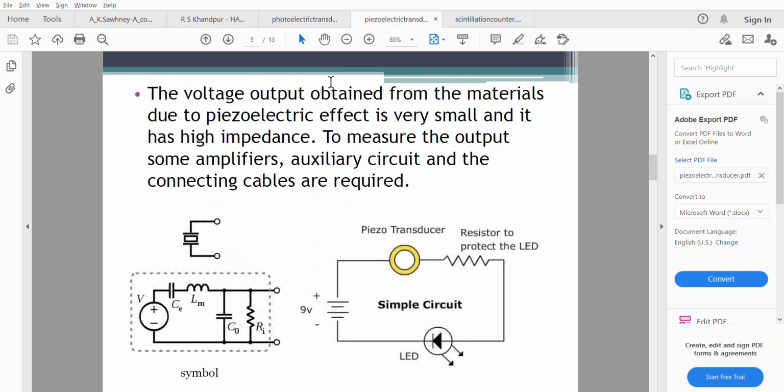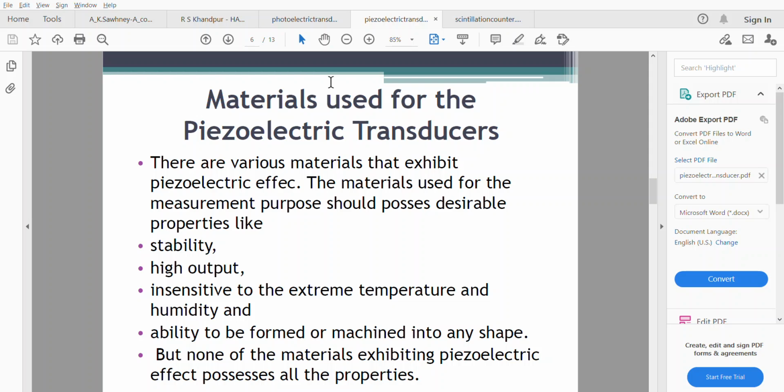The output voltage obtained from the material due to the piezoelectric effect is very small, and it has high input impedance. To measure the output, some amplification auxiliary circuits are needed. Material used for the piezoelectric effect requires certain desired qualities such as stability, output, insensitivity to extreme temperature and humidity, and the ability to be formed into any shape. But even though all these are required for transducers made with piezoelectric material, all these properties are mostly not met by piezoelectric crystals.